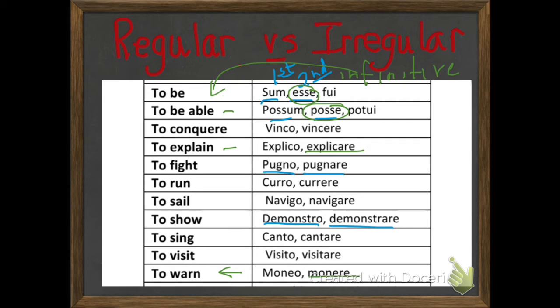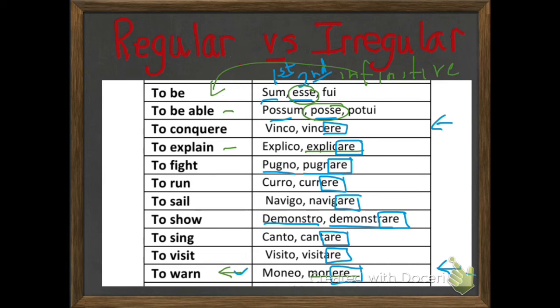Notice when we look at the vocabulary list, beginning with vinco, vincere, and going all the way down to moneo, monere, that the infinitive of every verb ends with the letters re, and in front of the re, there is a vowel. On this list, we see a or e. So we see ere on a verb like monere.